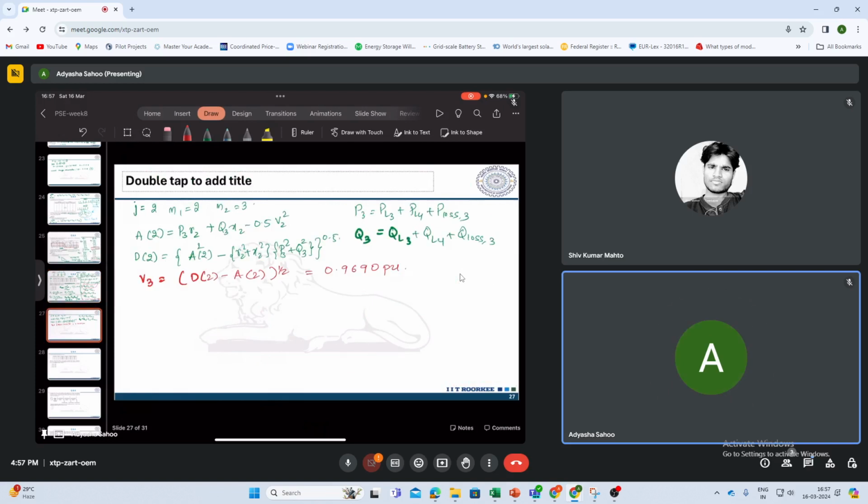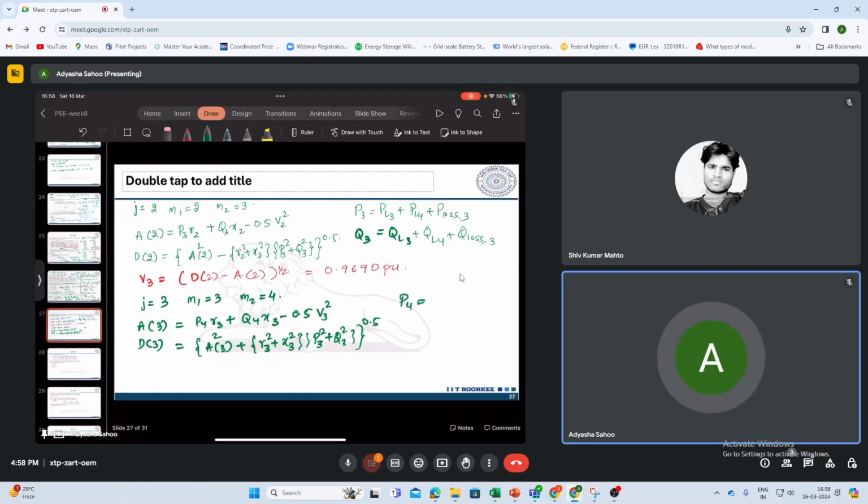Now similarly you can write for the last one, right? So J is 3, so M1 is 3, M2 is 4. So similarly A3 is P4 R3 plus Q4 X3 minus 0.5 V3 square. D3 is A3 square minus R3 square plus X3 square, P3 square plus Q3 square, whole square root. And here P4 is just PL4 and Q4 is just QL4. So from here we can calculate V4 as square root of D3 minus A3. So that will give it as 0.9633 per unit.